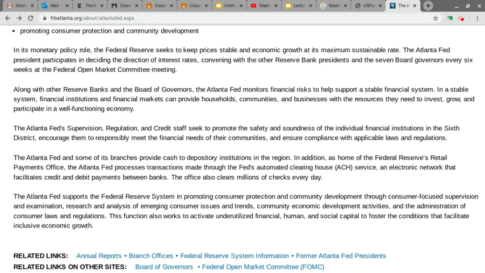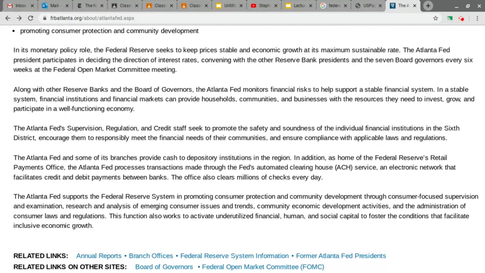In its monetary policy role, the Federal Reserve seeks to keep prices stable and economic growth at its maximum sustainable rate. The Atlanta Fed president participates in deciding the direction of interest rates, convening with the other Federal Reserve presidents and the 7 board governors every 6 weeks at the Federal Open Market Committee meeting.